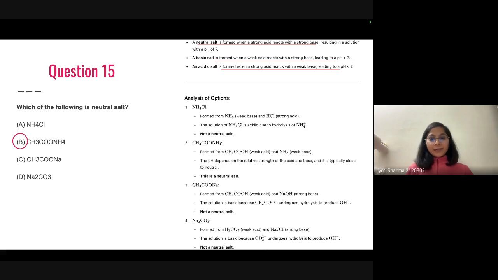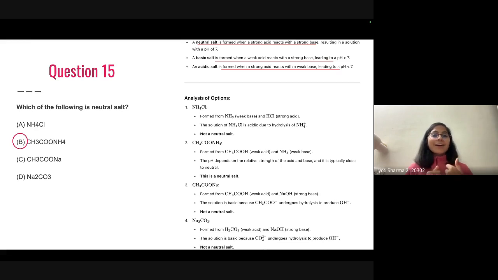Then second, we will go to CH3COOH. This is a weak acid, but NH3 is also a weak base. Okay, so this may give you the neutral salt. Then CH3COONa. So the first is a weak acid and the second is a strong base. So this is again not giving you the neutral salt. And the fourth one is Na2CO3. So here we have the weak acid and the strong base. So this is also not giving you the neutral salt.